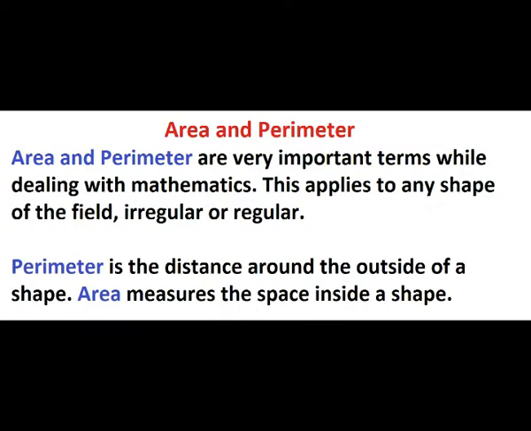So viewers, in this video I am going to discuss perimeter and area. So what is the basic difference between perimeter and area? The perimeter is the distance around a plane figure. For instance, the perimeter of a rectangle is the sum of the lengths of all its four sides.